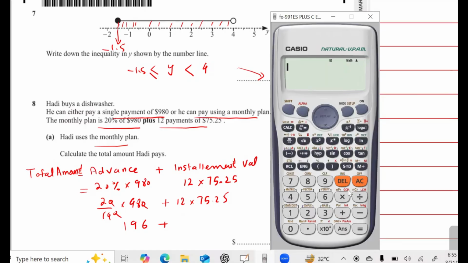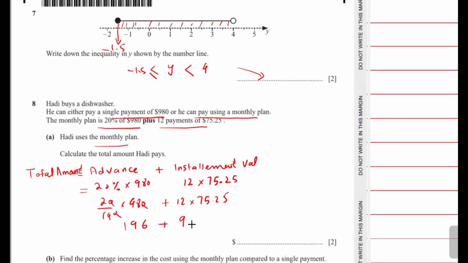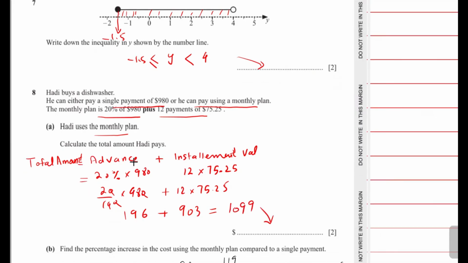We can calculate this value: 12 into 75.25. This will be equal to 903, and we will simplify this value: 196 plus 903. This will be equal to $1,099. This is the total amount Hadi pays.